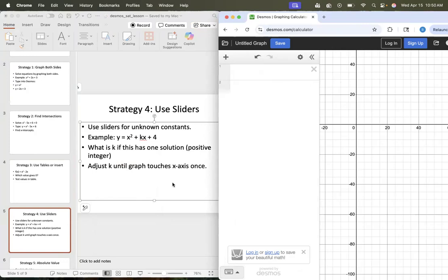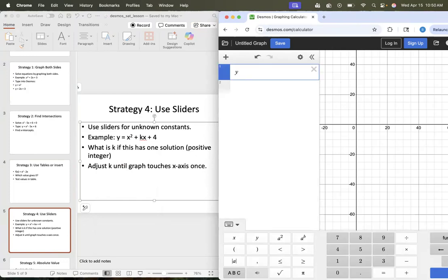The next strategy is how to use a slider. The slider is your weapon also. It gives you key information to answer the question. We have y is equal to kx squared plus kx plus 4. And it tells you, what is k if the equation has one solution that is a positive integer?